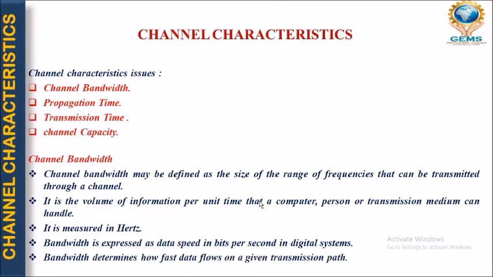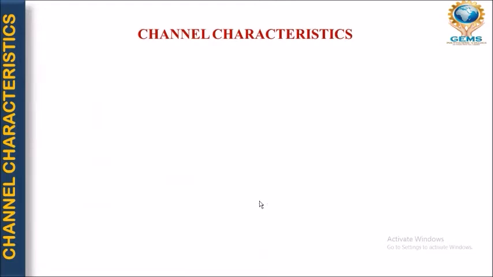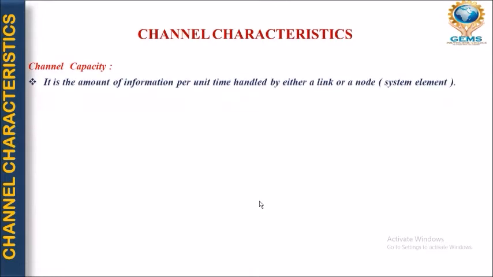Bandwidth also determines how fast the data flows within the transmission path. So the next point is channel capacity. As the name indicates, what is the capacity of a channel? It is the amount of information per unit time which is handled by either a link or a node. How much information can be handled per given unit of time is known as its channel capacity.